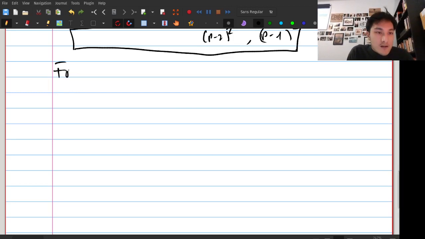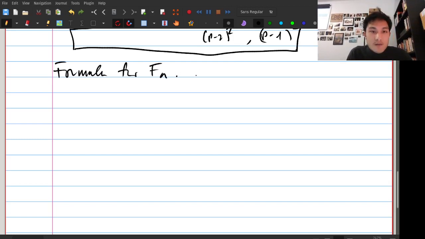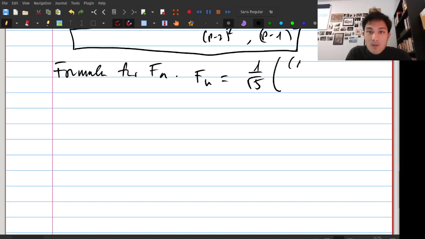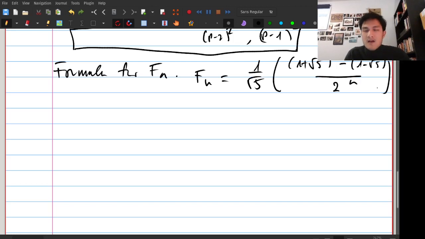So here's a formula for Fn. Okay, so we have Fn equals 1 over the square root of 5, times (1 plus the square root of 5 over 2) to the n, minus (1 minus the square root of 5 over 2) to the n. Now this seems honestly incredible. If you just look at the formula, it kind of looks crazy.